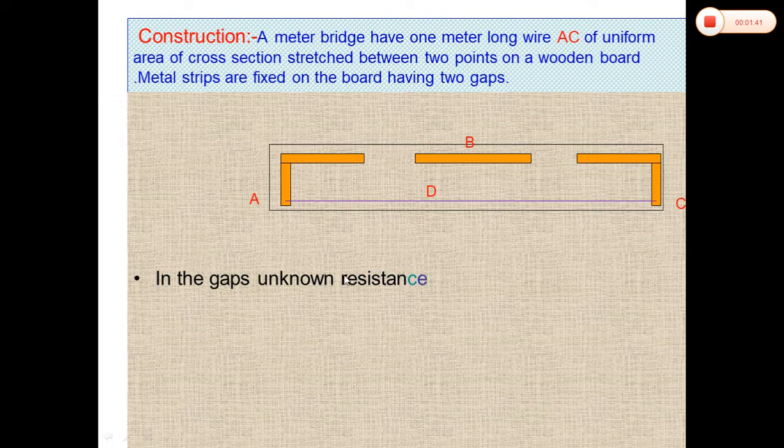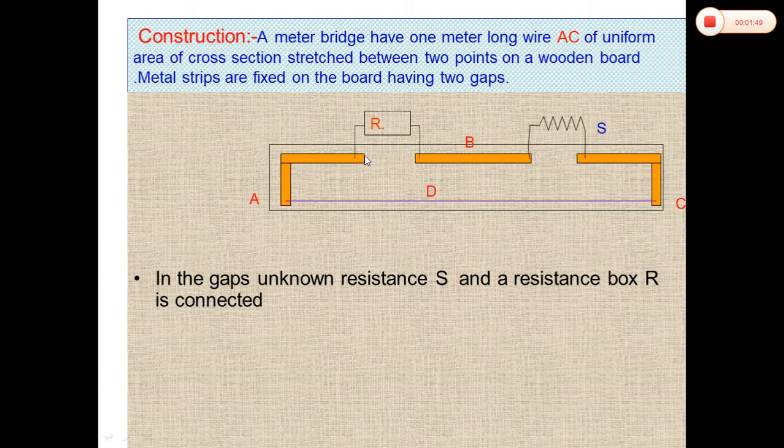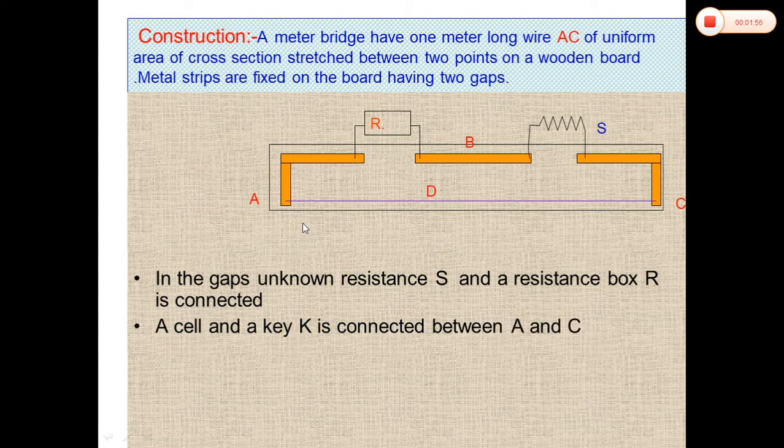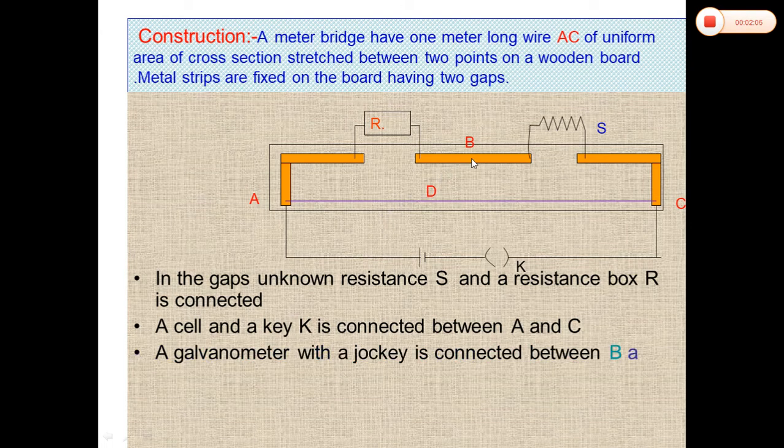In the gaps, unknown resistance S and a resistance box R are connected. In the first gap, unknown resistance S, and in the second gap, resistance box R is connected. A cell with a key is connected between point A and C. Between point B and D, a galvanometer with a jockey is connected.